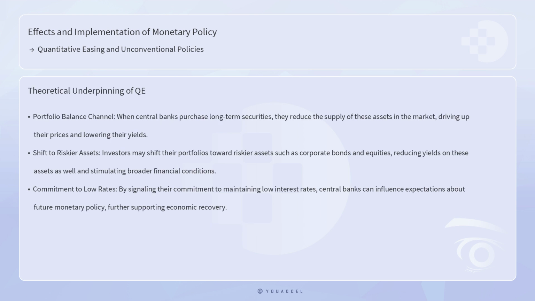The theoretical underpinning of QE is rooted in the portfolio balance channel. When central banks purchase long-term securities, they reduce the supply of these assets in the market, driving up their prices and lowering their yields. Investors, in turn, may shift their portfolios toward riskier assets, such as corporate bonds and equities, reducing yields on these assets as well, and stimulating broader financial conditions. Additionally, by signaling their commitment to maintaining low interest rates, central banks can influence expectations about future monetary policy, further supporting economic recovery.